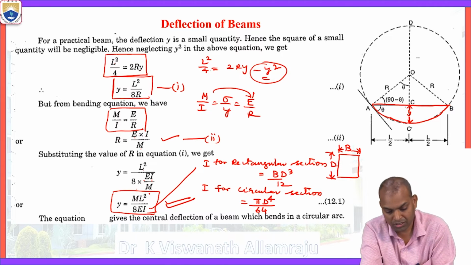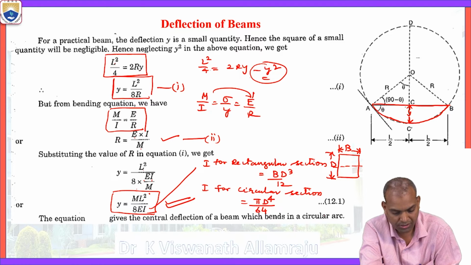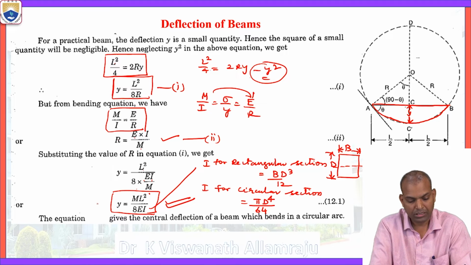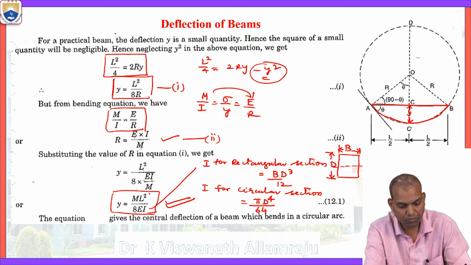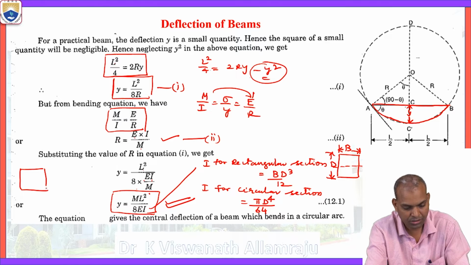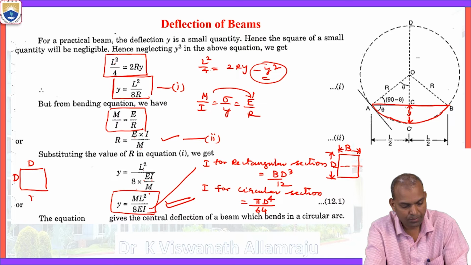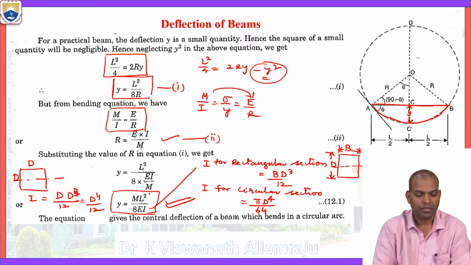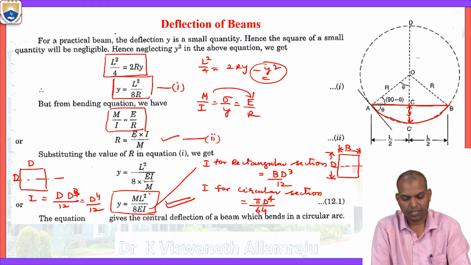I equals b d cube by 12. This is the formula of I about the neutral axis. If we need I for a square section, then b equal to d. Substitute in this. Then about the neutral axis, I equals d power 4 by 12, that means b d cube, that is d power 4 by 12, where d is the depth.